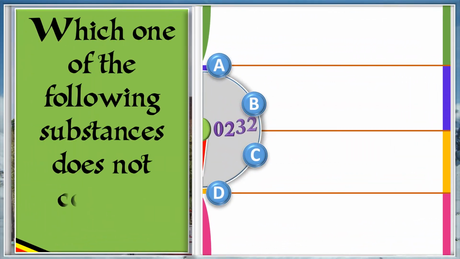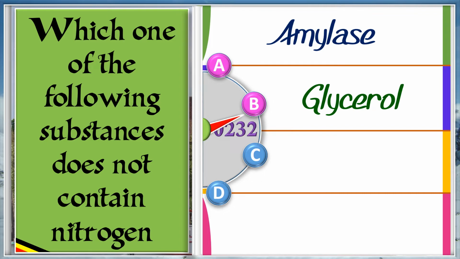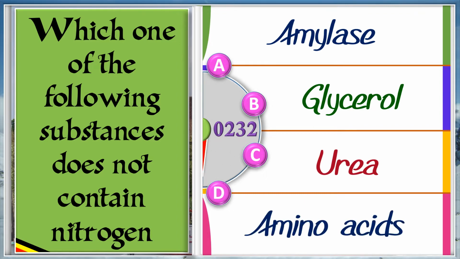Which one of the following substances does not contain nitrogen? A. Amylase. B. Glycerol. C. Urea. D. Amino acids. And the answer is B. Glycerol.